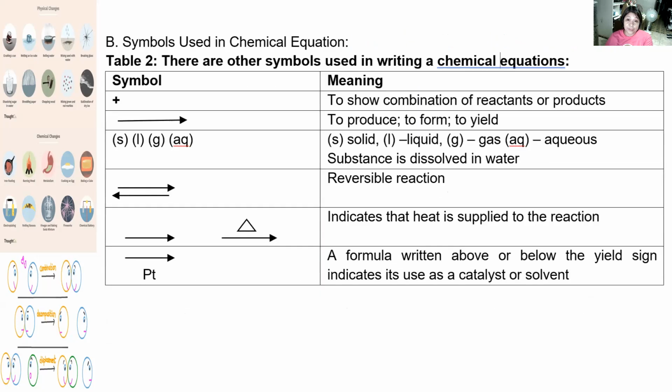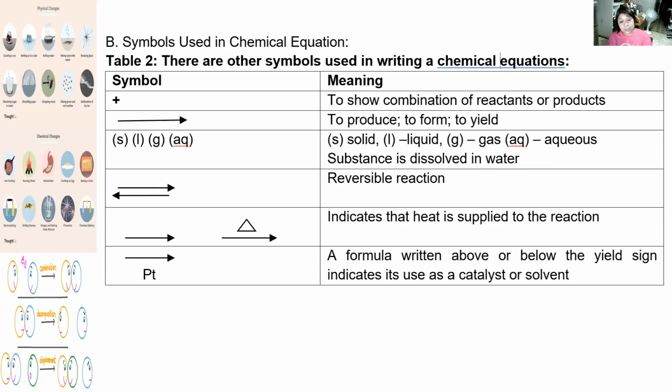Let's proceed with the symbols used in chemical equations. There are other symbols used in writing a chemical equation. The plus sign shows a combination of reactants or products. An arrow pointing to the right means to produce, to form, or to yield.